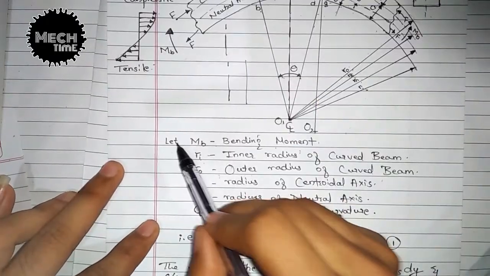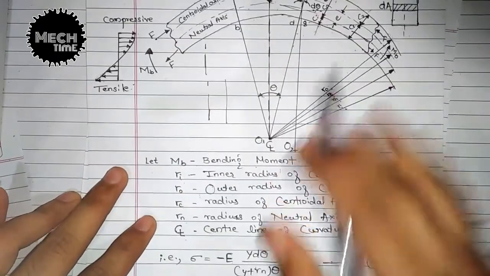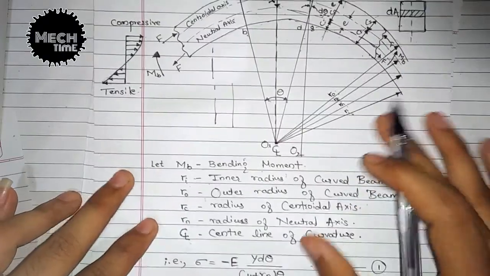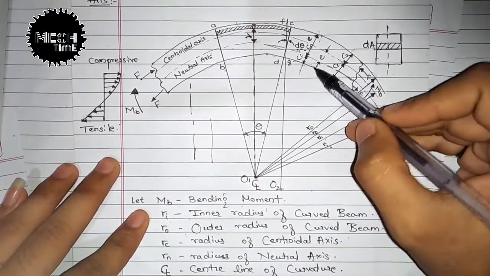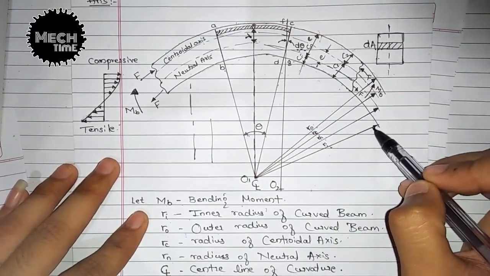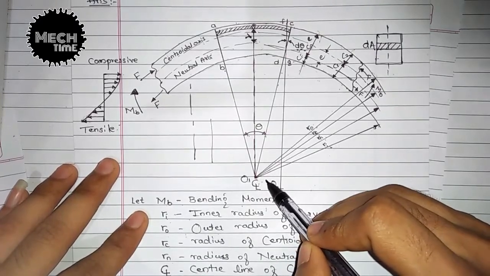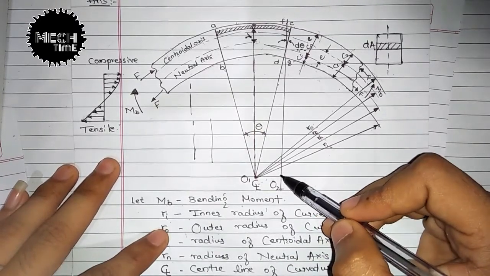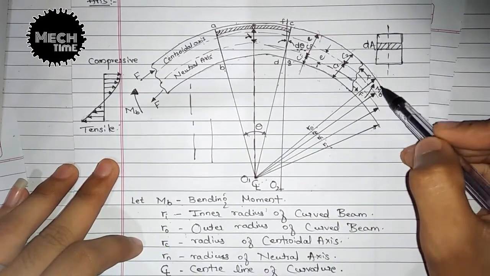Okay, so let MB be the applied bending moment. R_I is the inner radius of the curved beam. So this is the inner, this is the outer. Where is R_I? This here is R_I. So the inner radius of the curved beam from the center of curvature. Then R_O is nothing but the outer radius of the curved beam. So this is the outer radius.